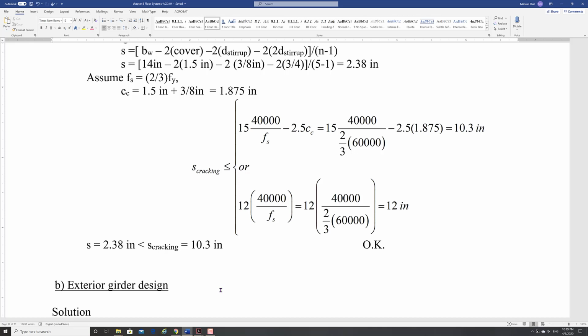Let's see again. 14 minus 3 minus 0.75 and minus 1.5 equals, divided by 4 equals 219. Wow. So none of the values were right. So 219. Okay. All right.